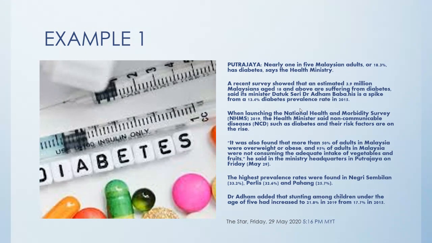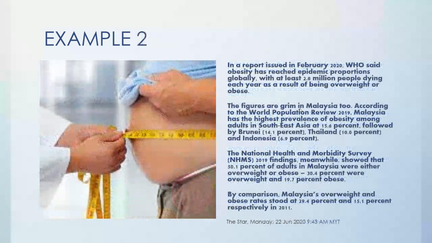Okay, so first thing first, when you want to do research, determine the broad problem area. Okay, another example, this is about obesity. In a report issued in February 2020, WHO said obesity has reached epidemic proportions globally. At least 2.8 million people die each year because of being overweight or obese. And then kalau you tengok dekat sini dia punya problem area, mula-mula dia start dengan secara global dulu. And then baru dia highlight Malaysia.